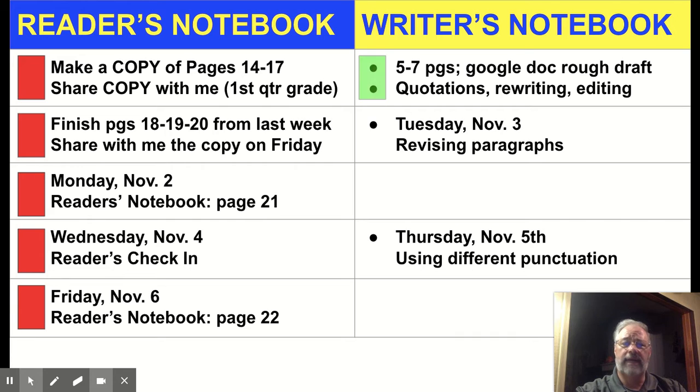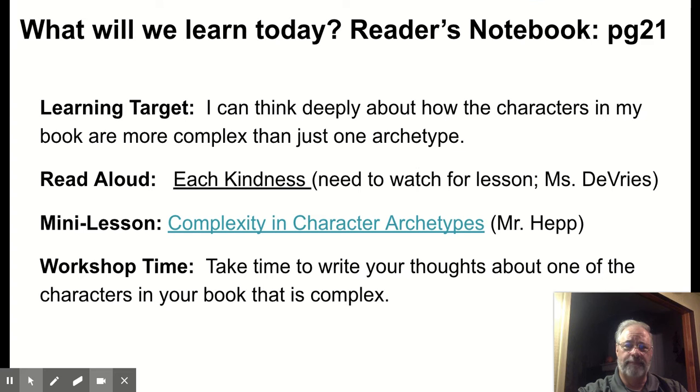On the right-hand side, our writer's notebook, what we'd like you to have done for tomorrow is a 5 to 7 page rough draft on your Google Doc that we've been working on last week and several weeks before that. Tomorrow on Tuesday, Ms. DeFries is going to have a lesson on revising paragraphs of your rough draft. And on Thursday, I will have a lesson using different punctuations like commas, semicolons, colons, ellipses, and so forth. Just a brief review of how to use those or work those into your story.